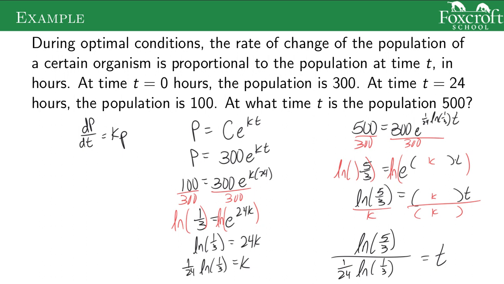So you can see there's a lot of little steps. The big step is just knowing that if you have this type of differential equation, that is your formula for your answer, and just using the information. So the initial time tells me C. The next time I can figure out what k is. And then now that I have the equation, I can plug in 500 for the population and figure out t.